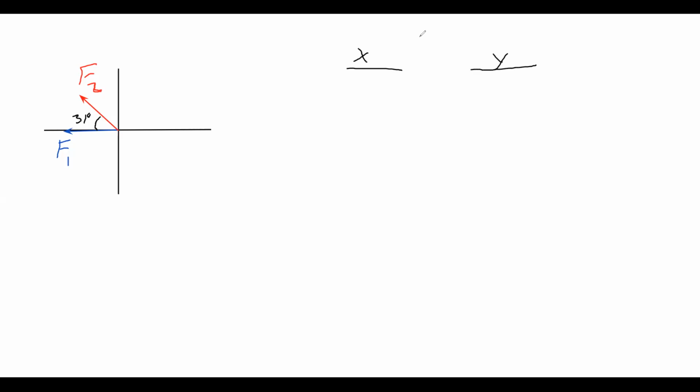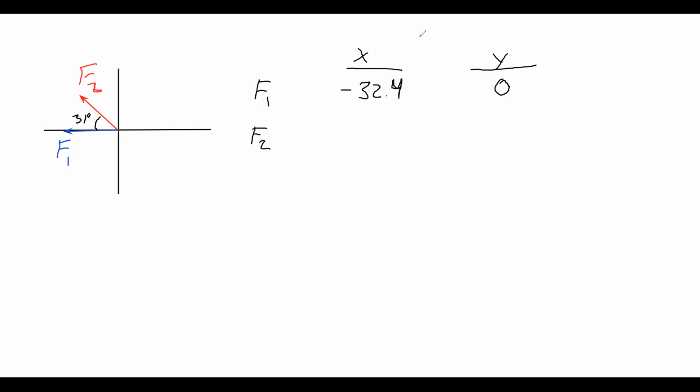So let's look at F1 first. Well, F1's pretty easy. F1 is only on the X axis. So F1 has a negative 32.4 newtons. And then the Y component for F1 is 0. And that's it. That's my F1. Components of F1, done. Let's look at F2.